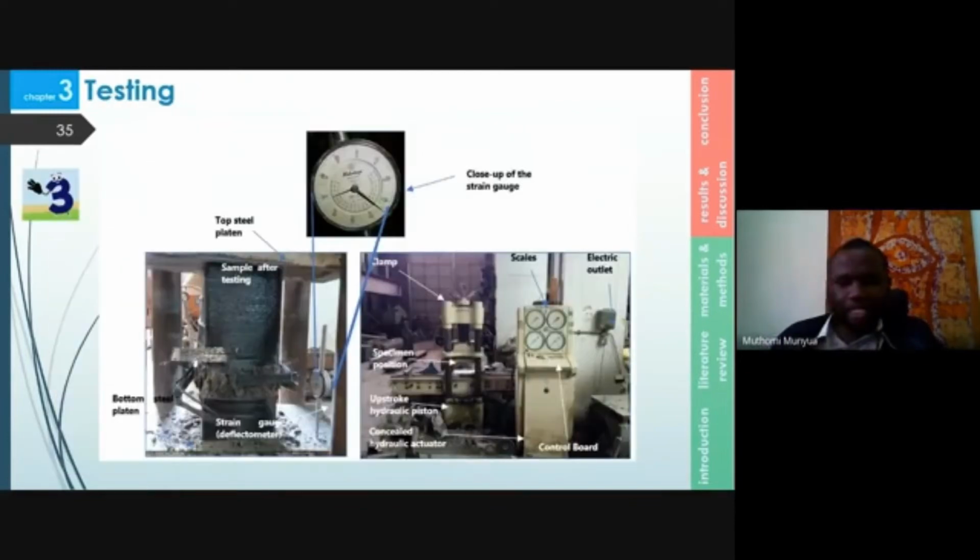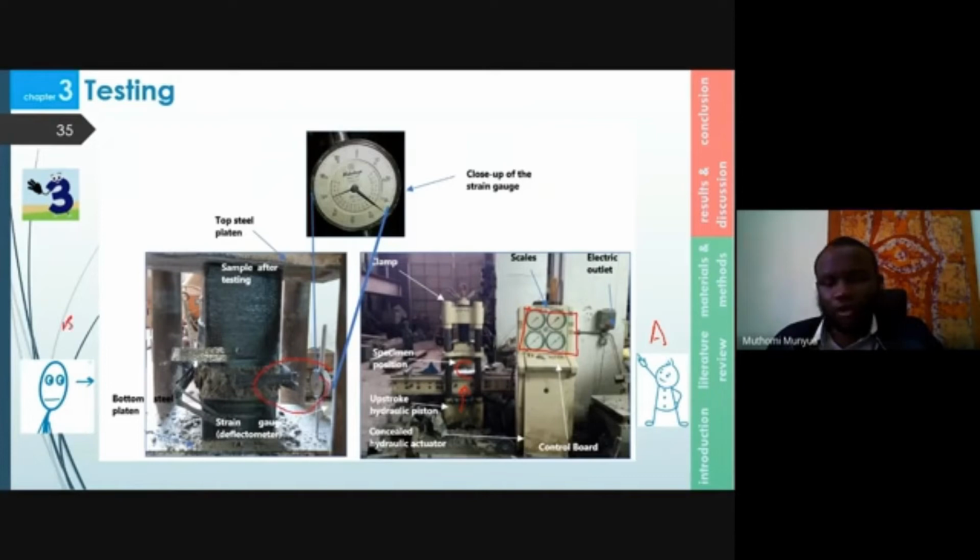The test setup is as shown. It involved a hydraulic actuator powered by electricity that pushed a piston upwards, providing compression to the clamped specimen. The procedure involved 3 people. The first person was at the switchboard and read off the values of load from the scales, while a second person read off the values of deflection from a strain gauge, while a third person recorded what person A and person B were reading out loud.